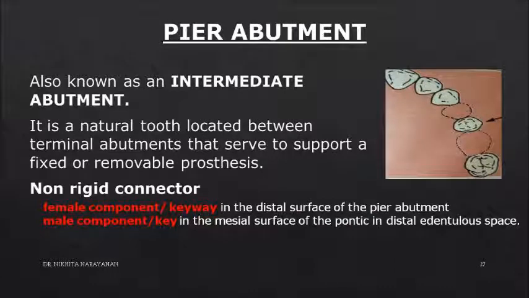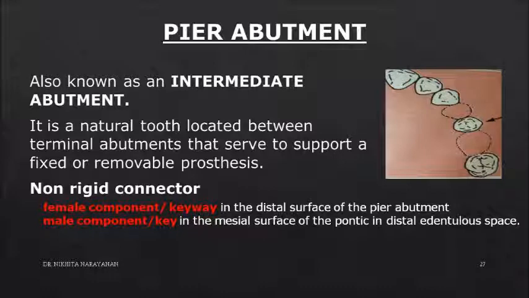Next is the pier abutment. A pier abutment is a natural tooth which is located between the terminal abutments that serves to support a fixed or removable prosthesis. That is, an abutment which is bounded by edentulous spaces on both sides. Okay, so it is also known as an intermediate abutment.